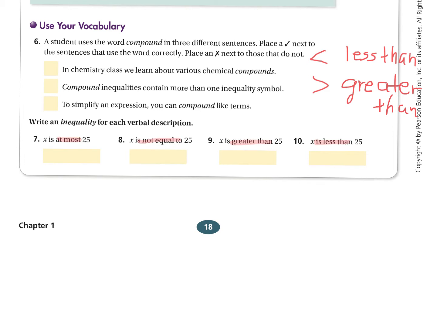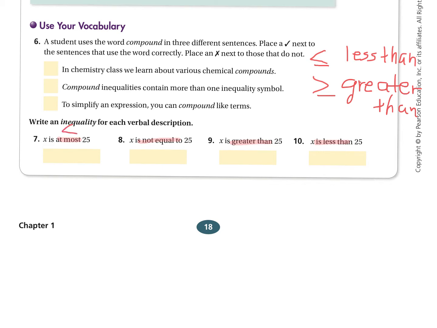All right, and then if I added on to each of these a little line underneath, that would be less than or equal to, greater than or equal to. Okay, so at most, the most you're going to get for your allowance is 25. So wouldn't you put that at the ceiling, which means you're just going to go below that. So that would be a less than sign.